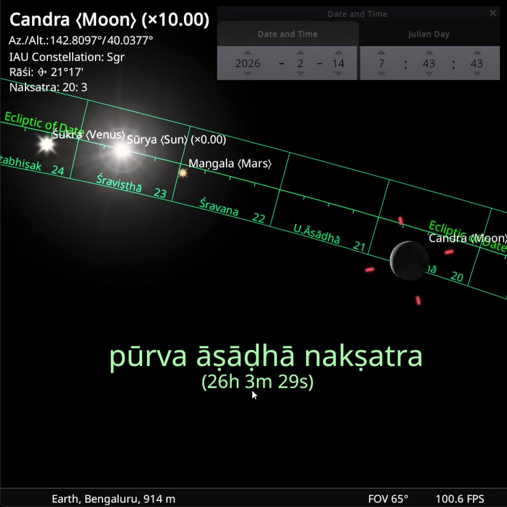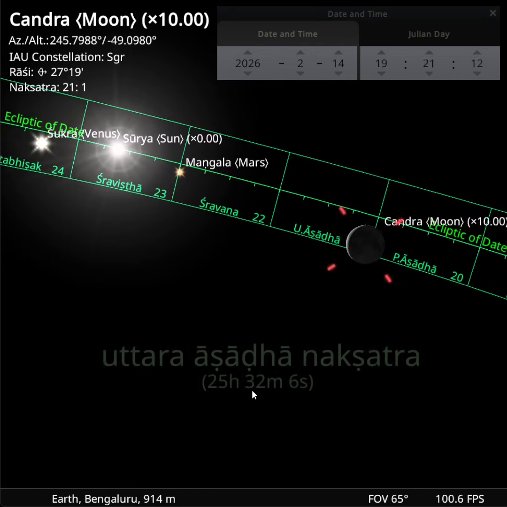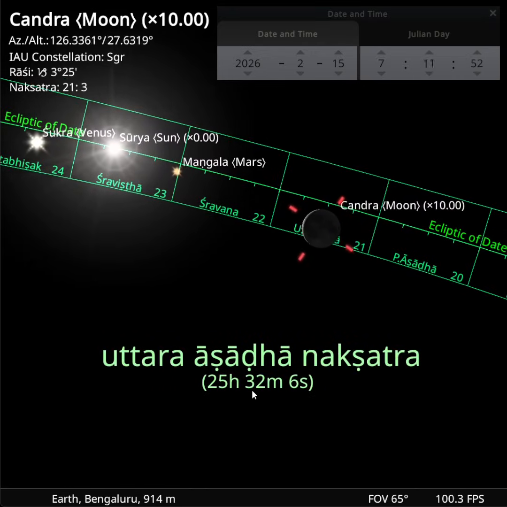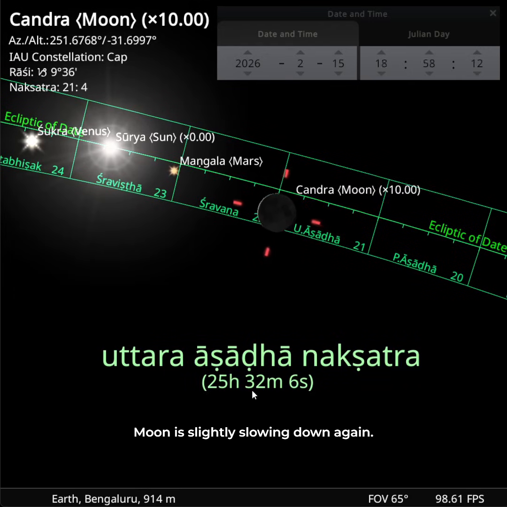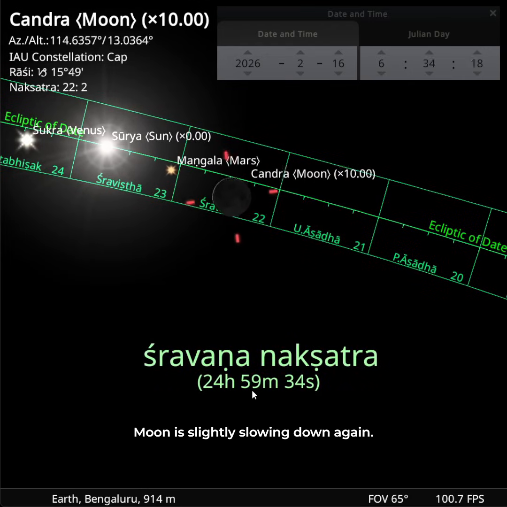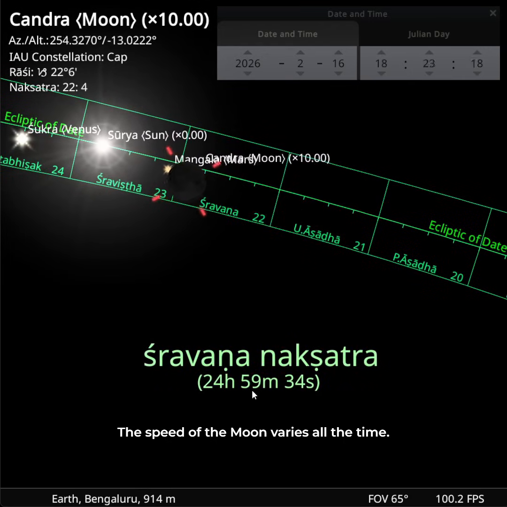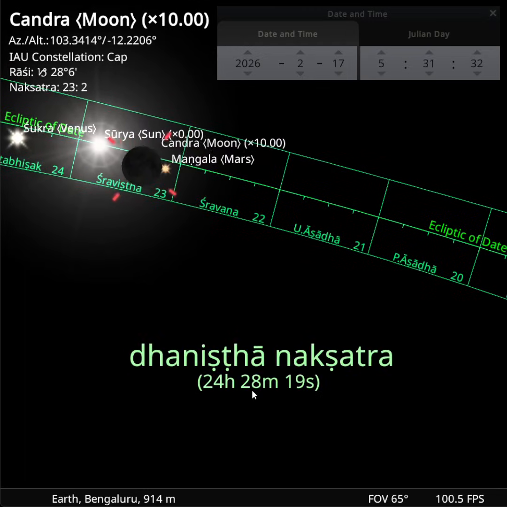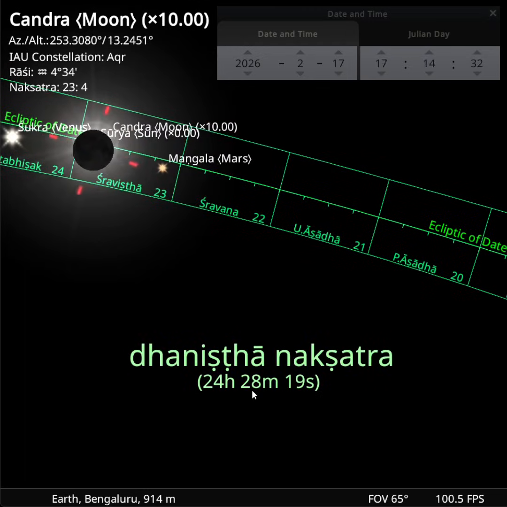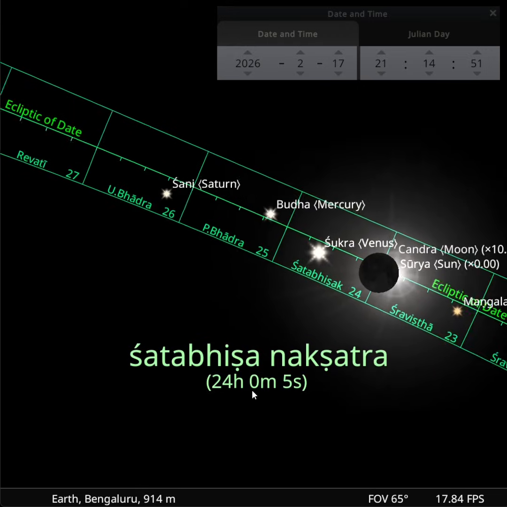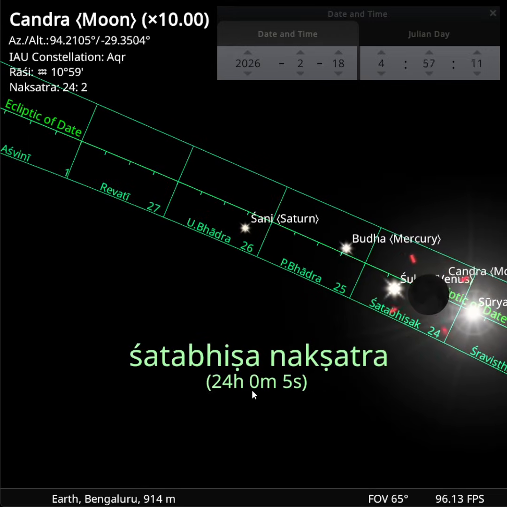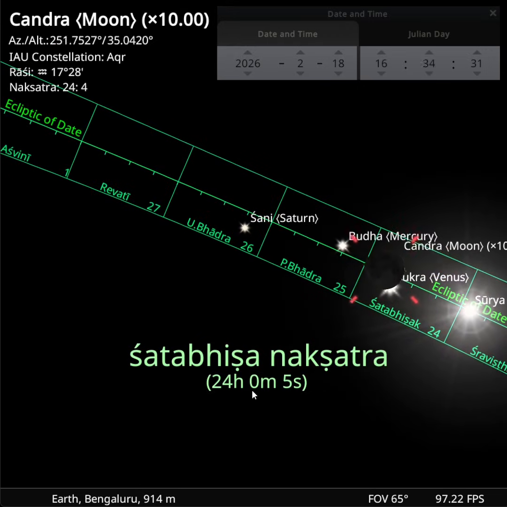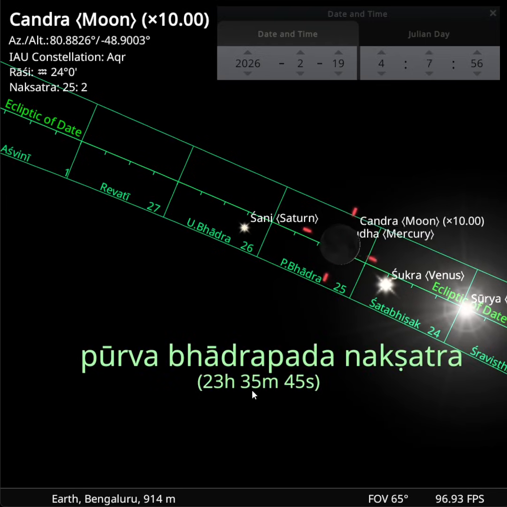So now the moon is going through Purva Ashada, Uttara Ashada. Now it's come to 25 hours. The moon is slightly slowing down again. So the speed of the moon varies all the time. Now Shravishta or Dhanishta, 24 hours, 28 minutes. Shatabisha nakshatra, 24 hours, 0 minutes, exactly 24 hours.